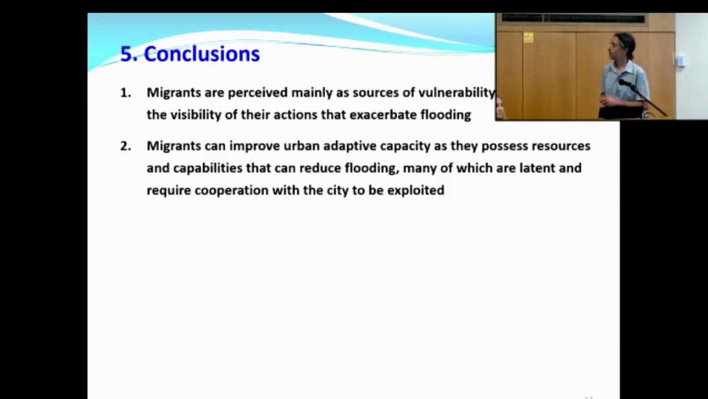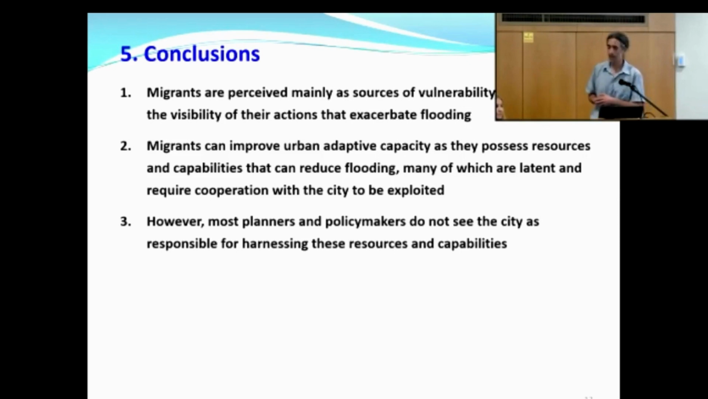At the same time, these policymakers answer that migration can improve adaptive capacity. They said that migrants do possess some resources and capabilities that can be harnessed to reduce flooding. But many of these resources and capabilities are latent. Knowledge is latent. You need to do something to use this knowledge. Whether the city can use it or not, again, that's a whole different question. But many of the resources and capabilities that I mentioned need an action at the city level to be exploited.